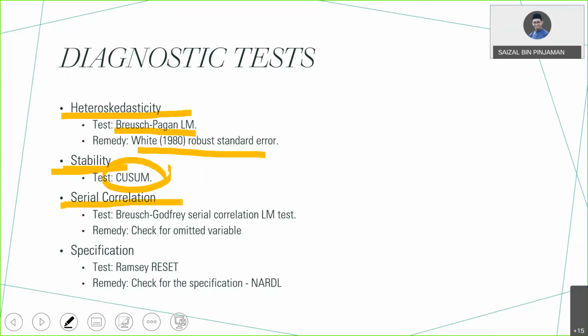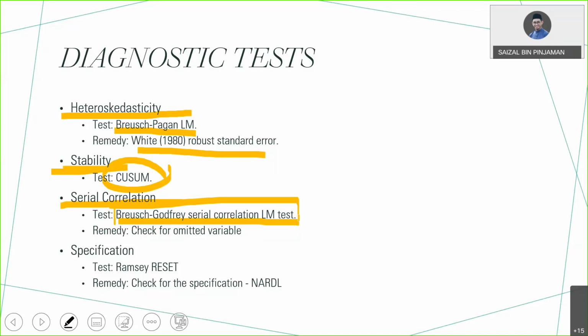Apart from that, we also need to conduct the serial correlation test by using the Breusch-Godfrey serial correlation Lagrange multiplier test. This is one of the tests that we can do to identify whether our model contains serial correlation or not. As I mentioned before, serial correlation means that the error terms are correlated across time. It means that the present error term is explained by its lag values, so it is no longer random, which is a very important assumption in the ARDL model and in the ECM model.